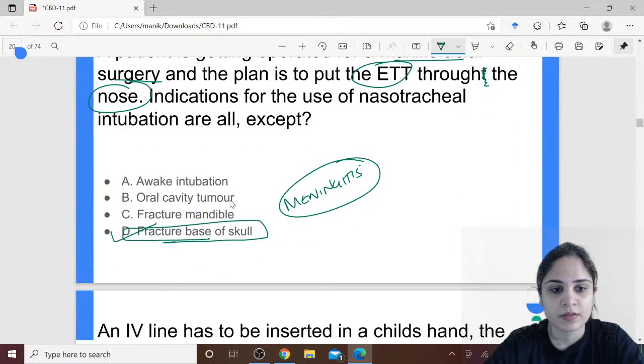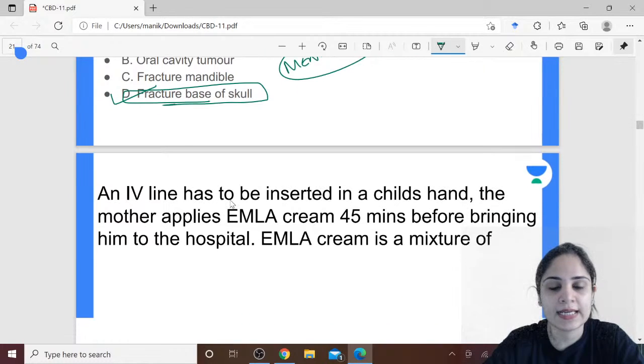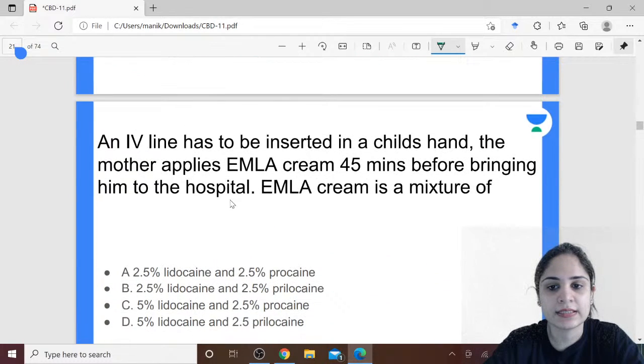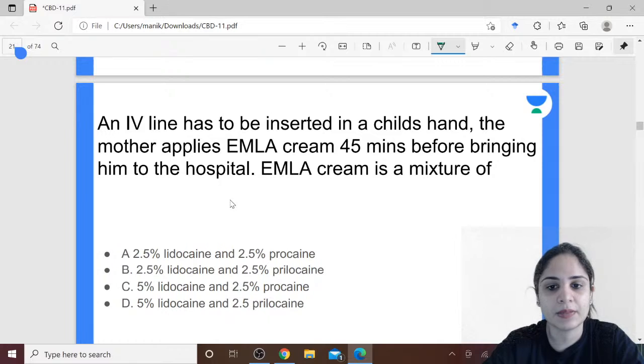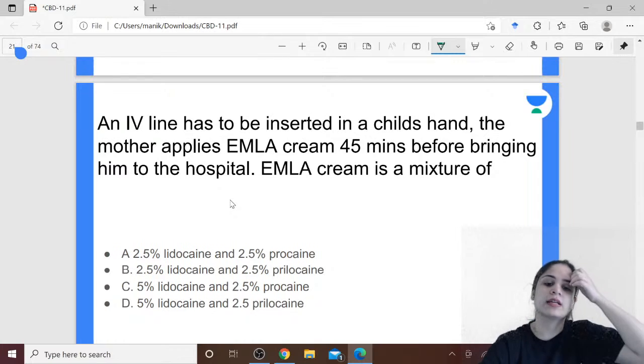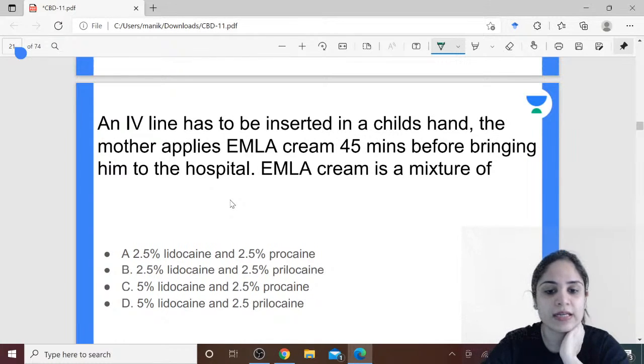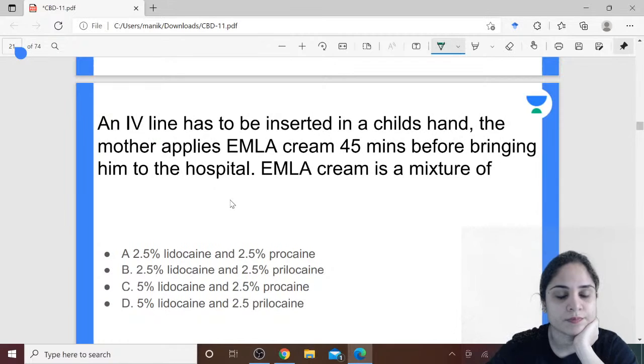Alright? Okay. An IV line has to be inserted in a child's hand. The mother applies Emla cream 45 minutes before bringing him to the hospital. Emla cream is a mixture of which of the following: 2.5% lidocaine and 2.5% procaine, or 2.5% lidocaine and prilocaine?